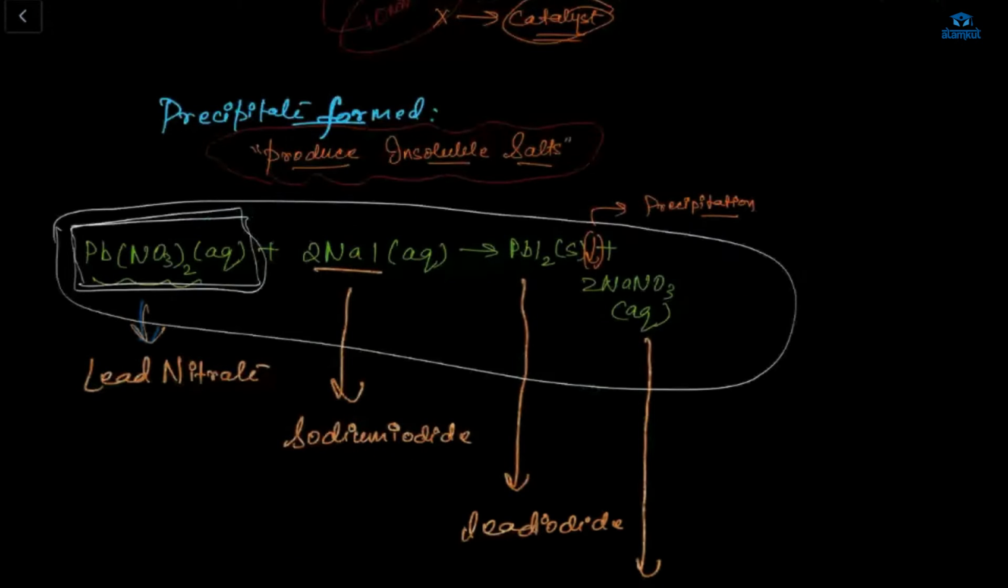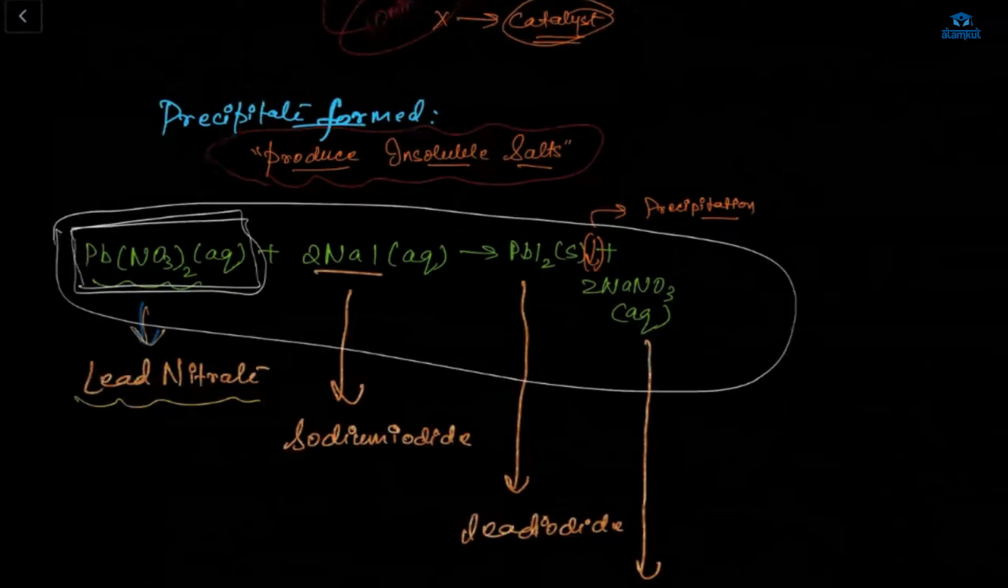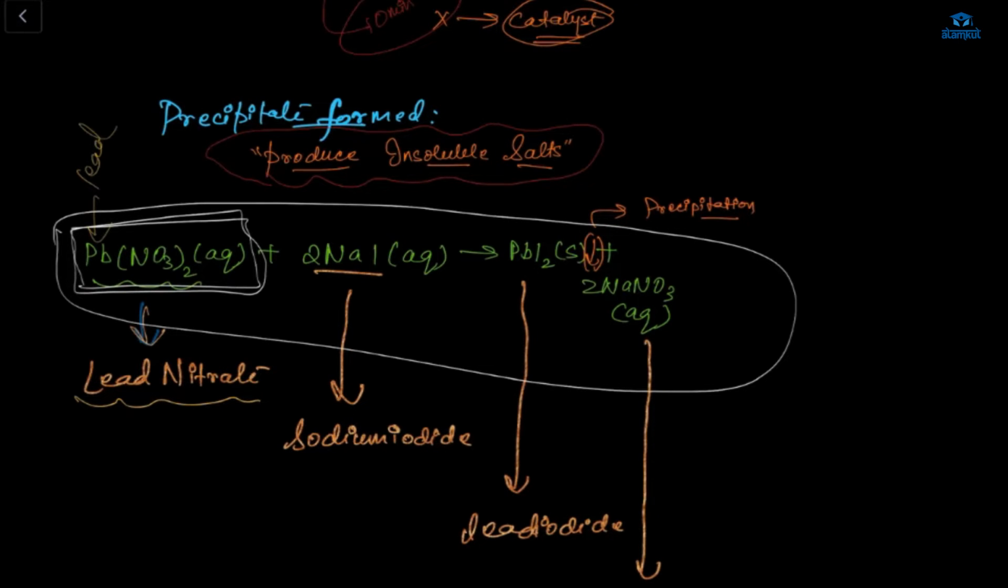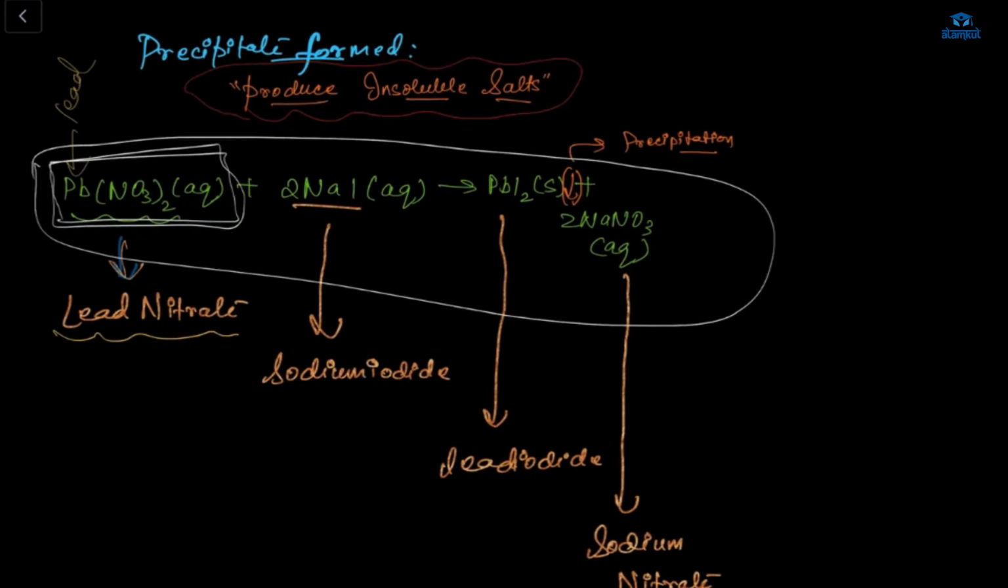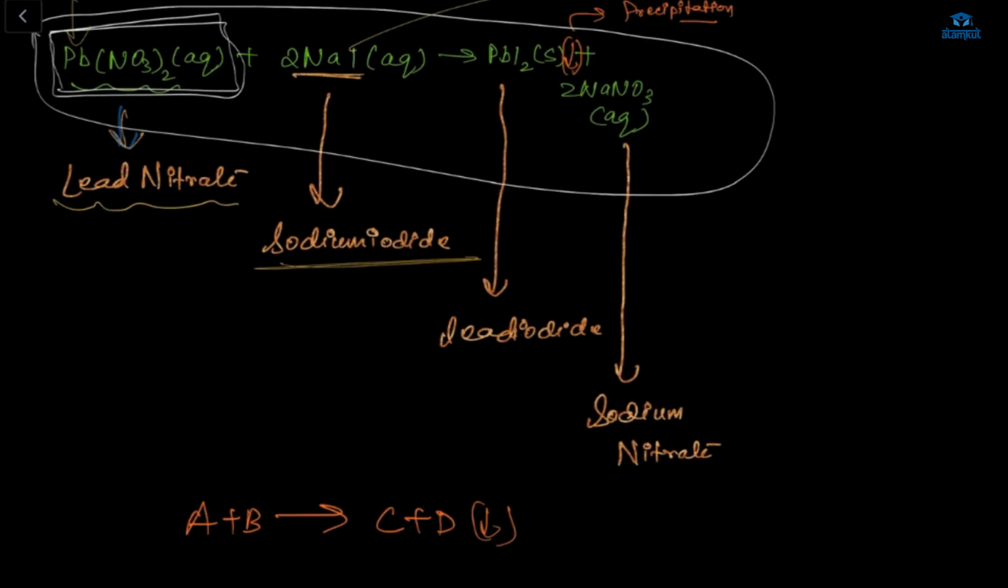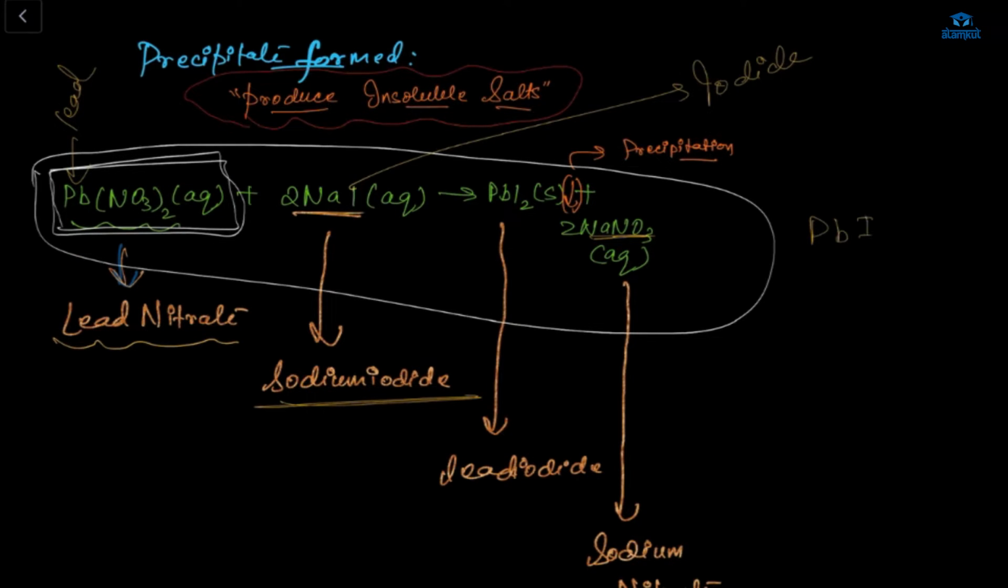Not sure? Okay. Pb(NO3)2 is lead nitrate, because Pb is lead and NO3 is nitrate. My NaI is sodium iodide, because Na is sodium and I is iodide. Here PbI2 means lead iodide and NaNO3 is sodium nitrate. Why am I writing a down arrow with PbI2? That day I told, right? It indicates the formation of a precipitate.